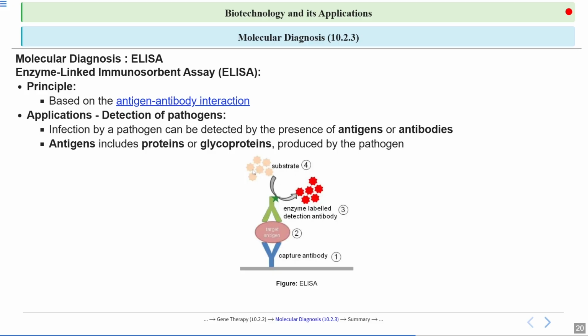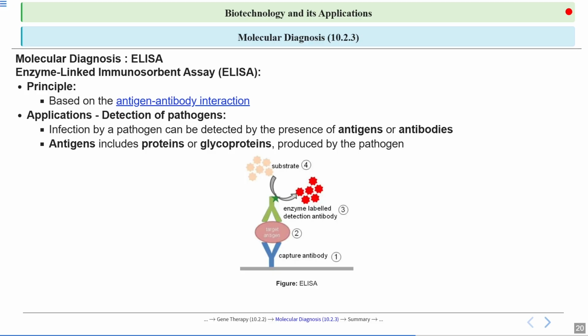So here I'll explain this whole figure. Before that, you will need to cover a few basic concepts also. This enzyme linked immunosorbent assay, commonly called ELISA, is based on antigen and antibody interactions, and we can detect infection by a pathogen by the presence of either antigen or antibodies. We have different kinds of ELISA, but here you just need to understand the normal concept of ELISA, like how it is being used.